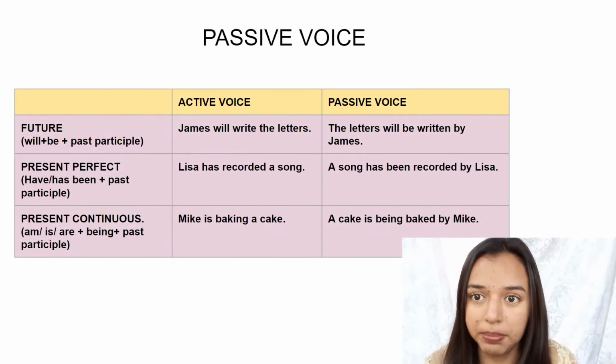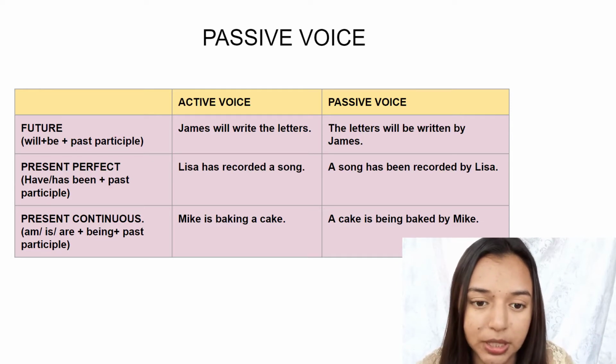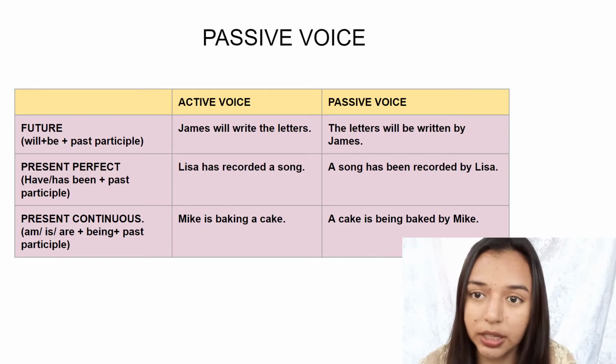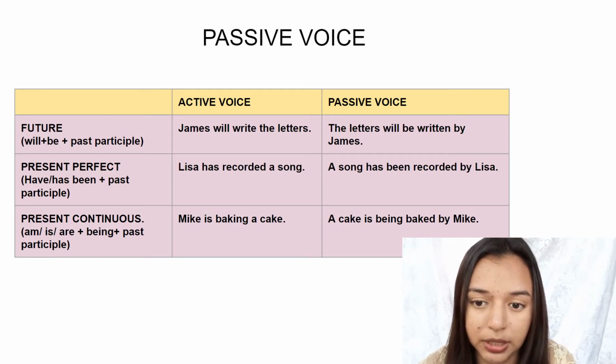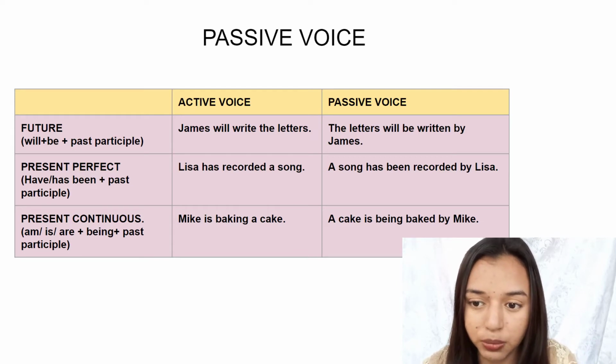Now I'll talk about the passive voice in future, present perfect, and present continuous. First, we have the future. To use the passive voice in future, we have the form will plus be plus past participle. We have an example. In active voice it is James will write the letters. To change to passive voice it is the letters will be written by James.